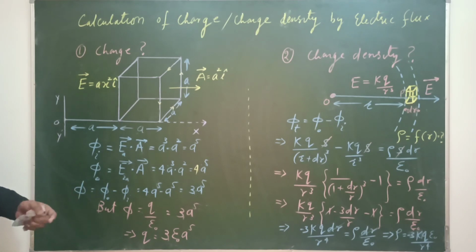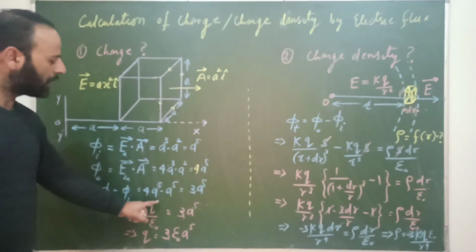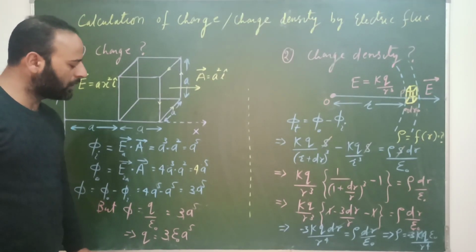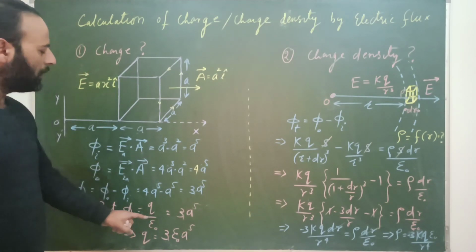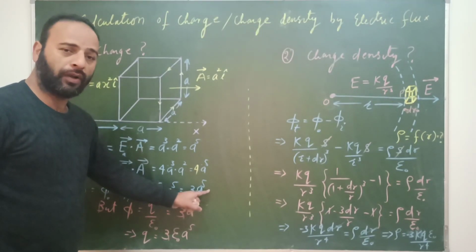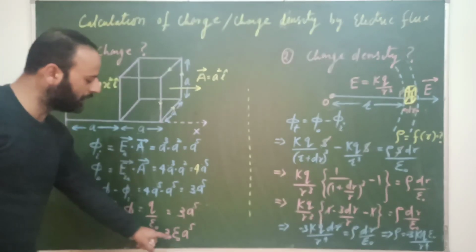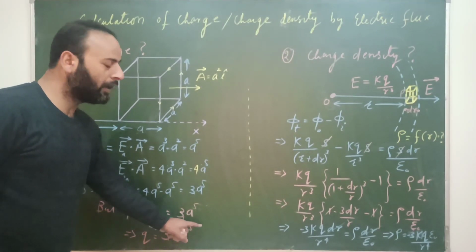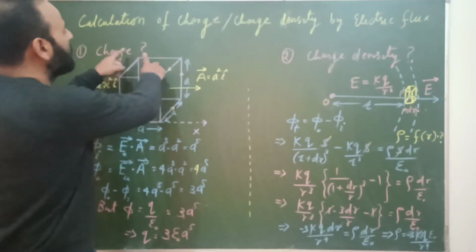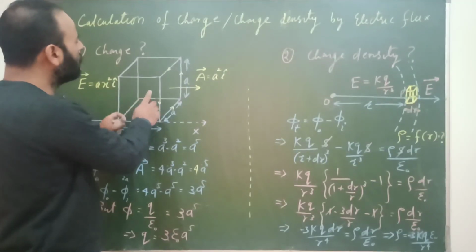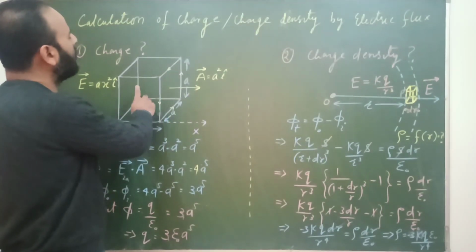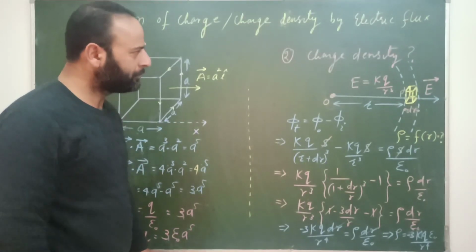But we know from Gauss's law, phi equals charge enclosed divided by epsilon naught. So that is equal to 3A raised to power 5. This implies Q equals 3 times epsilon naught A raised to power 5. So this will be the charge enclosed in the cube due to the electric flux inside the cube.